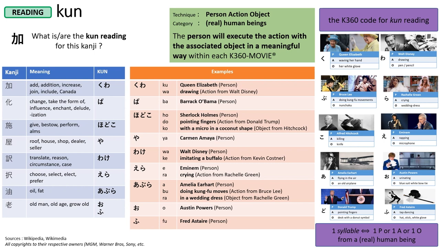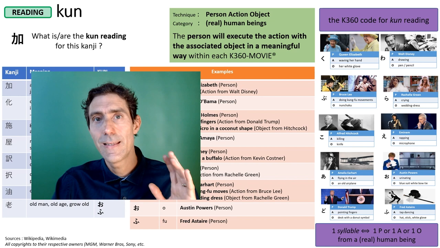A Bura. A, this is Amelia Earhart, the famous aviation pioneer from the early 20th century. Bu, it's coming from Bruce Lee, Burusuri in Japanese, and is doing kung fu moves very quickly. And Ra, Rachel Green, with her object from the code, a wedding dress. So A Bura becomes Amelia Earhart doing kung fu moves in a wedding dress. So this is the code for the kun reading. For one syllable, we will associate one person, or one action, or one object.